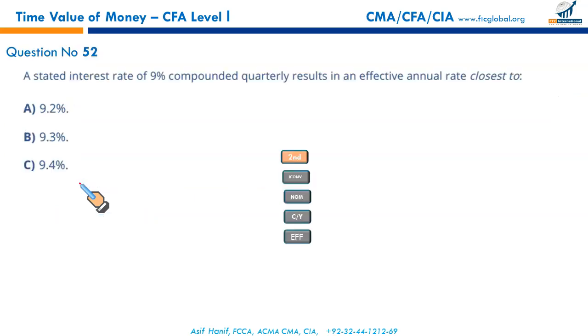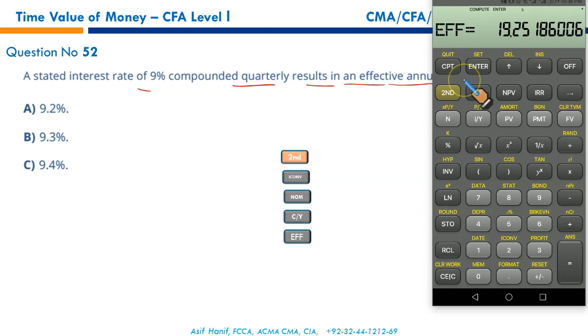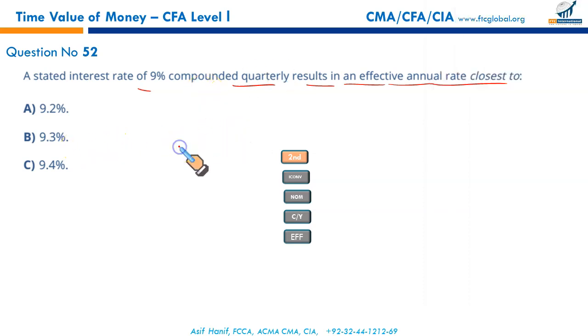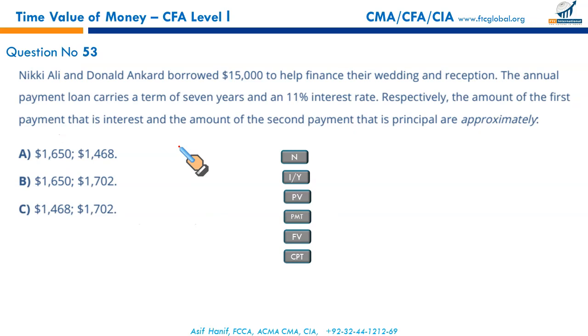B. Next. A stated interest rate of 9% compounded quarterly, an effective interest rate would be equal to what? Straightforward computation. Your calculator will do the deal. Here we put the compounding as quarterly. The nominal interest rate needs to be entered as 9. And there you go, simple as that. CPT, 9.3. You don't have to bother with raising to the power this and that. Straight away your financial calculator will do the rest. 9.3. B. Next. Nikki, Ali and Donald borrowed $15,000 to help finance their wedding reception.